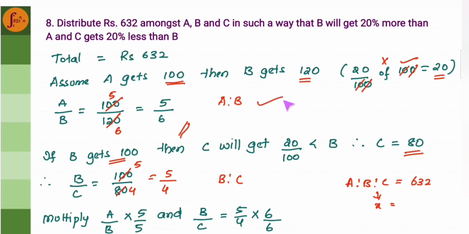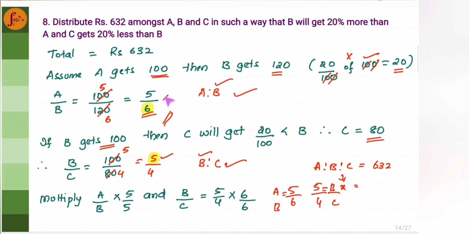Now you got this ratio, you got this ratio. Now we'll have to ensure that B is common, in the sense B has the same number. Here you have B as 6 and here you have B as 5. Now we'll have to make it same. How we'll make it same? You can cross multiply this with 5. This number you take and cross multiply. Here you take this number and cross multiply. Both numerator and denominator will have to multiply.